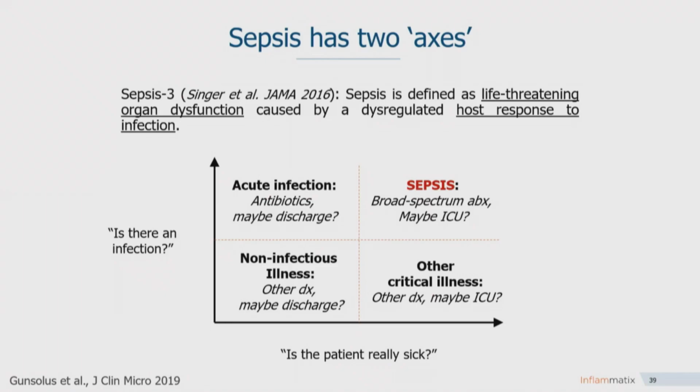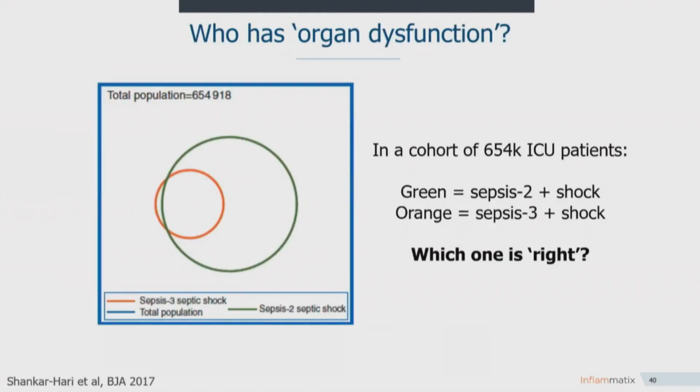And the problem in creating novel diagnostics is that we have to come up with some kind of solid definition for what each axis represents. We have to know who has an infection. We have to know who has organ dysfunction. One can imagine that if you're trying to define organ dysfunction and the definitions keep changing, it's a rather hard thing to do.